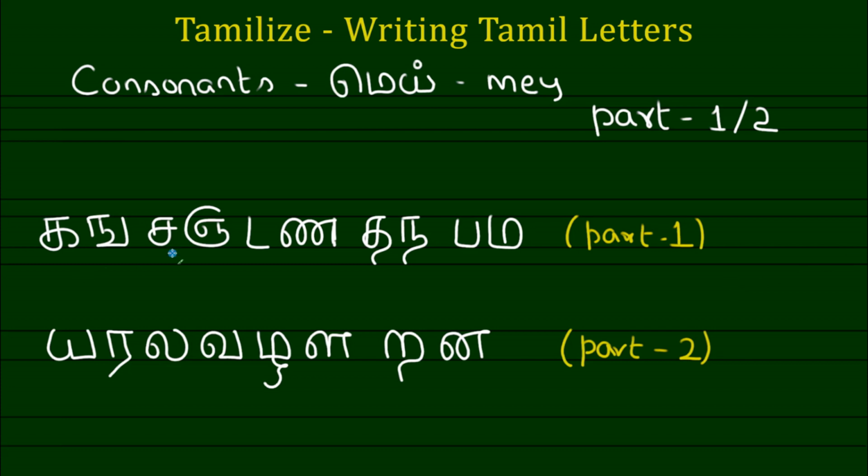As we can see, there are 18 of them, and typically a pure consonant in Tamil will be shown with a dot above. This dot we call pulli. Okay, so this dot is called pulli in Tamil. That represents a pure consonant.